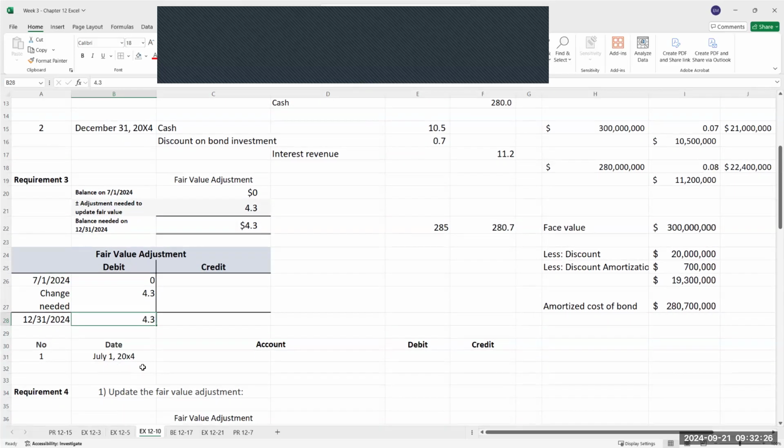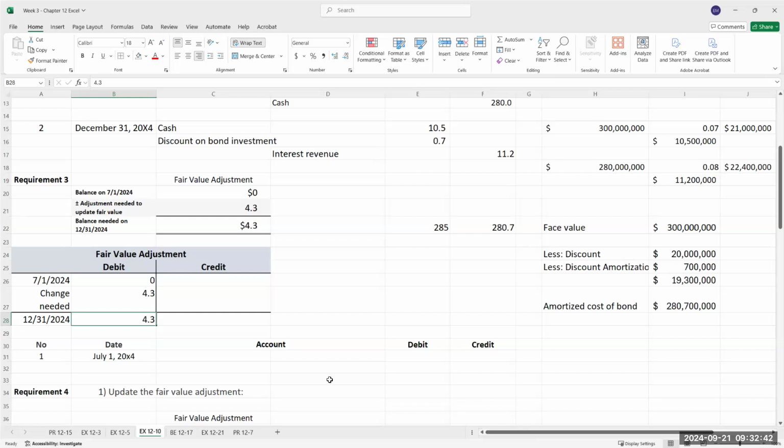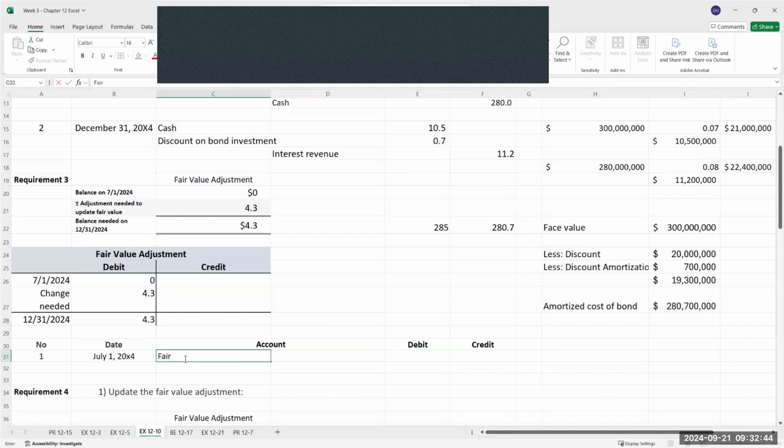Our journal entry would be as follows. We would essentially debit the fair value adjustment for the 4.3. And then we would credit our gain on investment, unrealized.